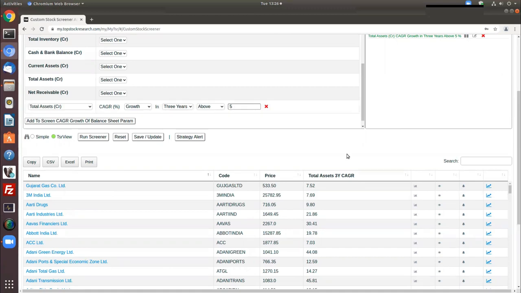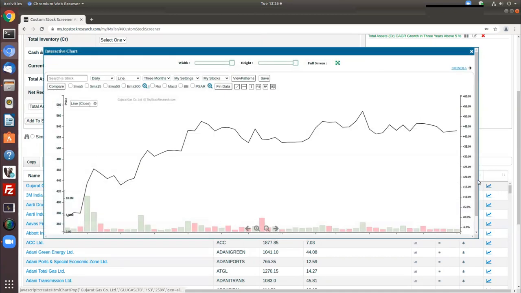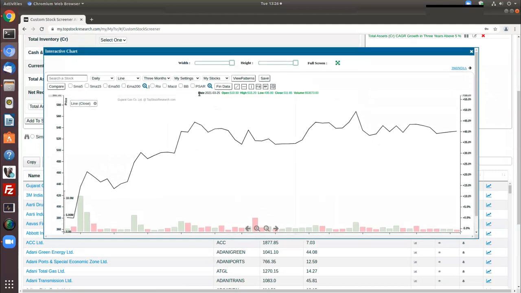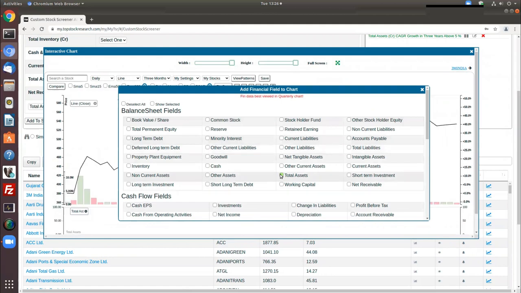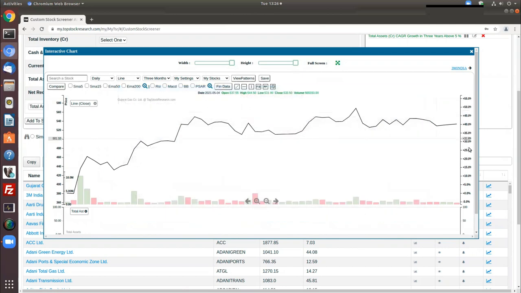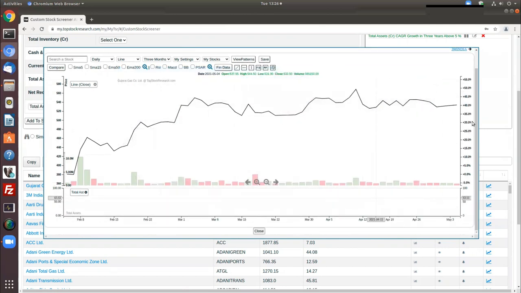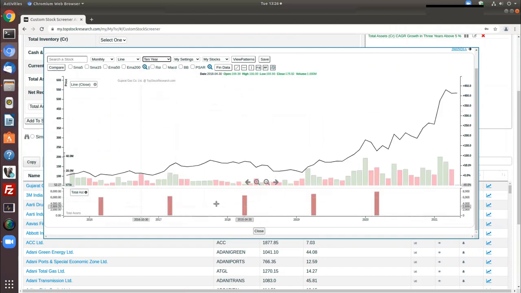We have selected 5. So when we click on this, you have an option of selecting this thing. What we selected was total assets. Total assets will come here. Obviously, we didn't see any results because it's a 1 year period, and our chart is 3 months. So we can go to a 10-year chart to see the growth. So here's where the information is. You can clearly see the growth which is coming.